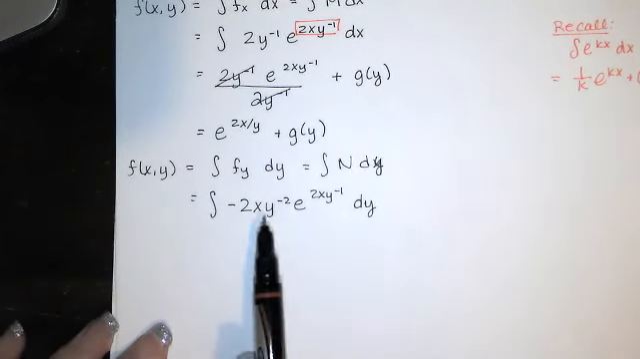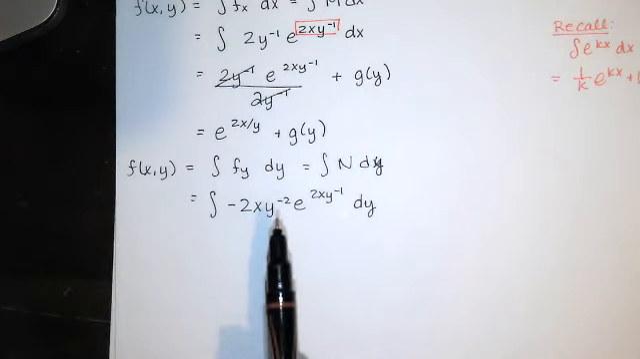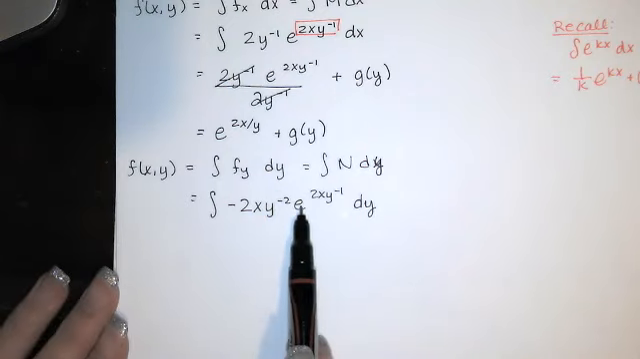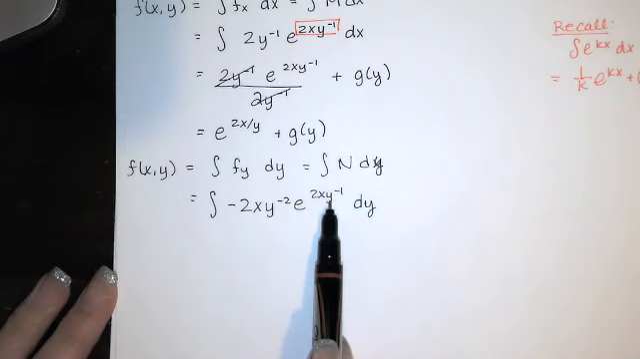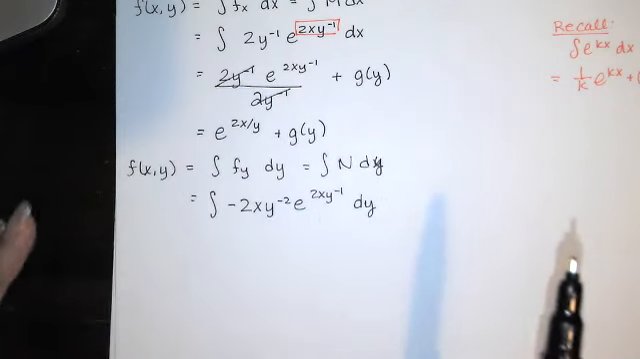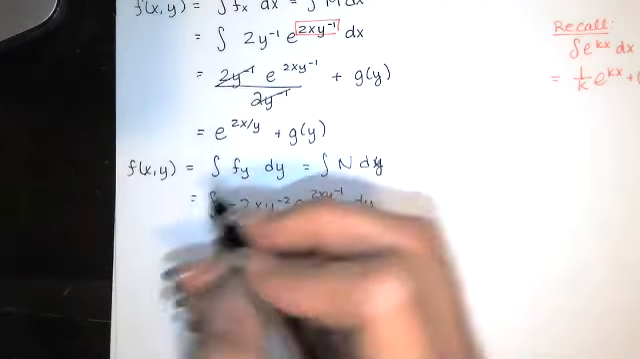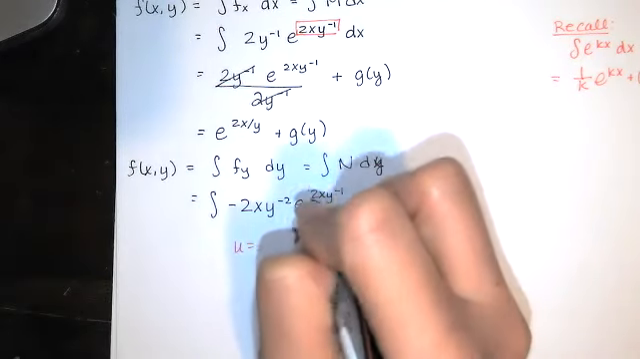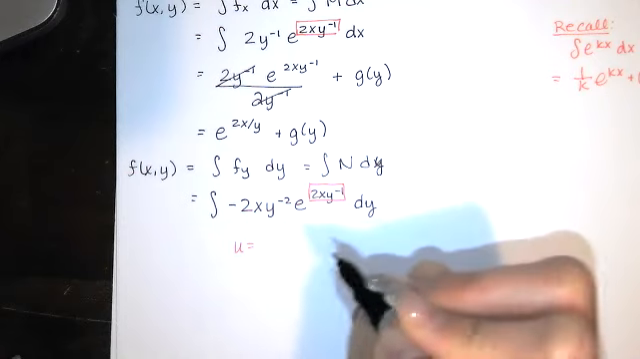Okay, now this looks pretty bad, but remember, x is just a constant. So I really have e to a constant times y to the negative 1, and then a constant times y to the negative 2 out here. This is a great candidate for u substitution. So we're going to let u equal the inside function.